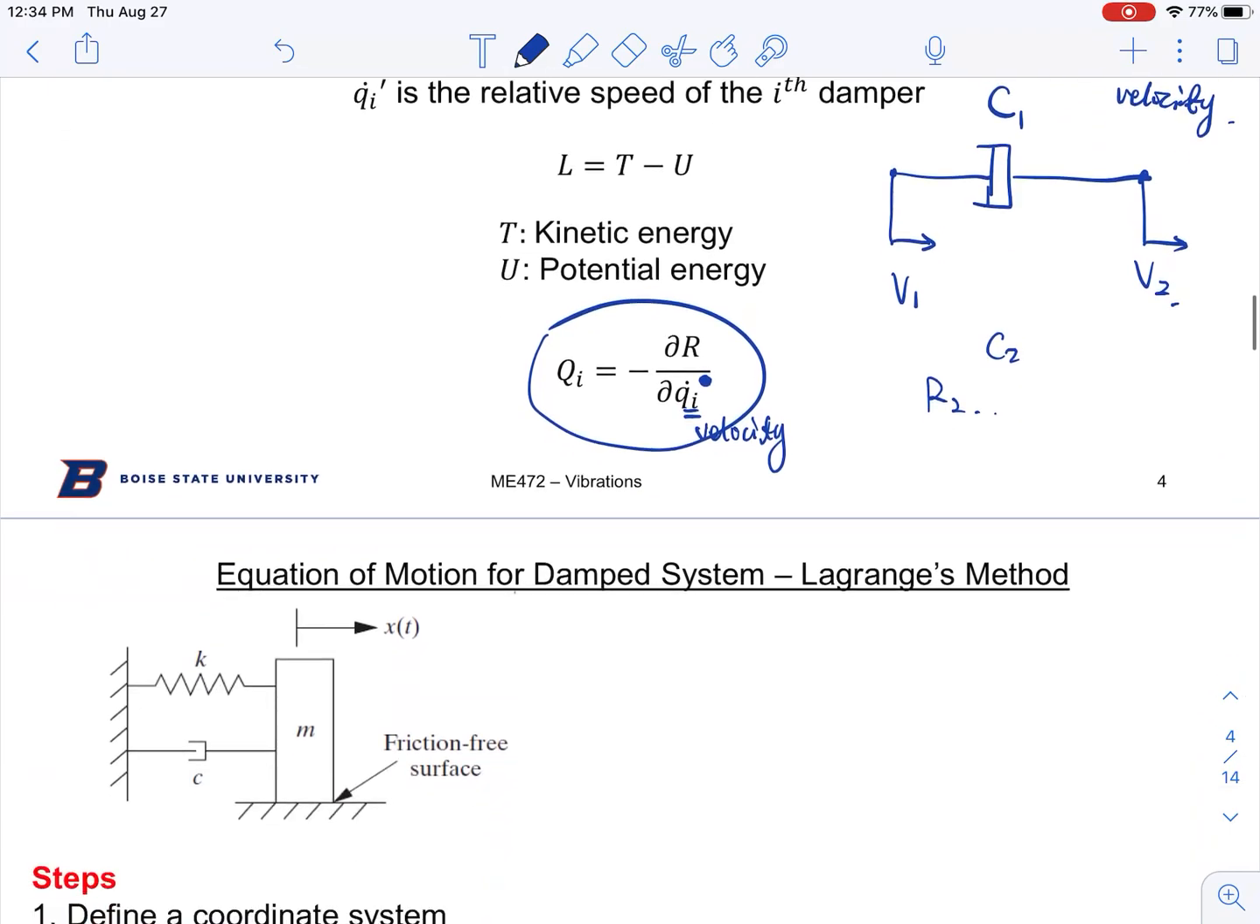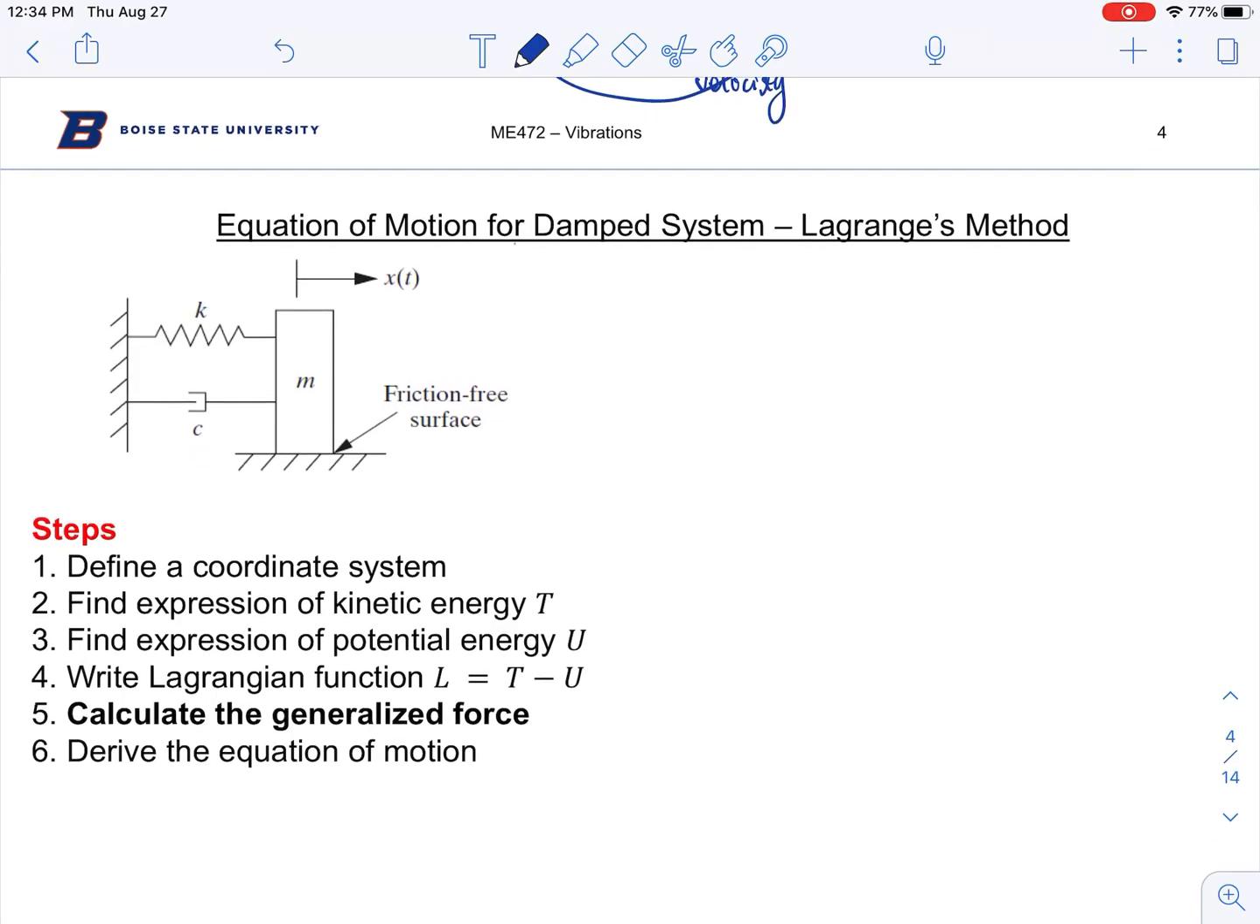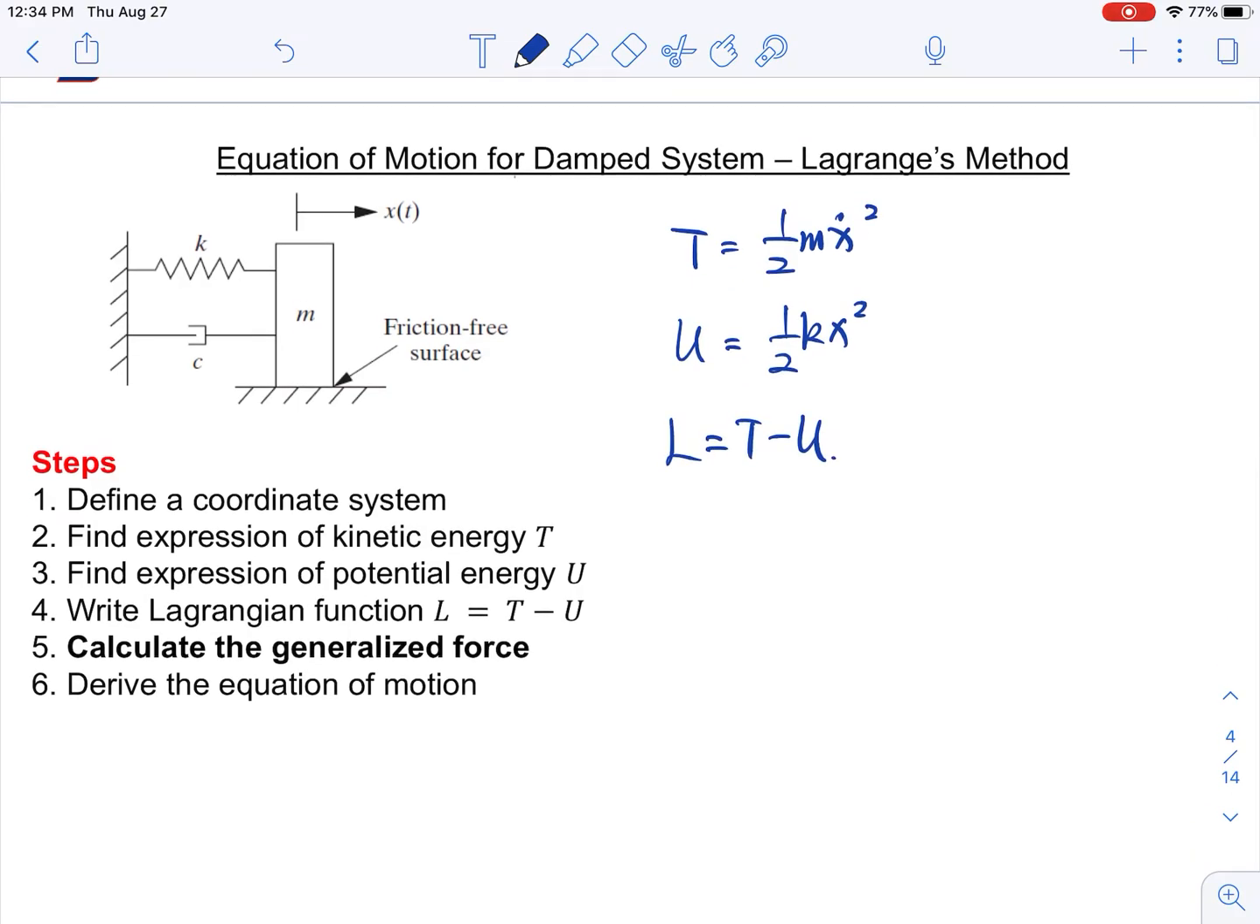Alright, I'm going to use one example to give you a very quick demonstration of how to use this. We have a spring mass damper, and we already know that the kinetic energy is half m x dot squared, U is half k x squared, and L is just T minus U, because we know these from lecture number 1. The left hand side, d/dt of partial L partial x dot minus partial L partial x, we can directly write out: m x double dot plus k x. So when you calculate the left hand side of Lagrange's method, it has nothing to do with damping. Just assume the damping doesn't exist and complete the left hand side.